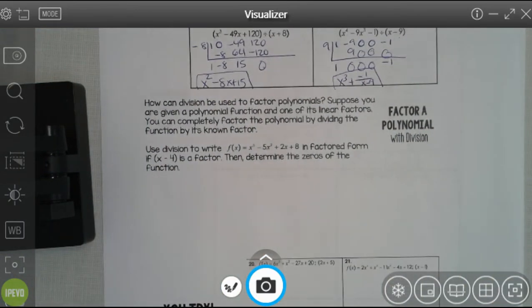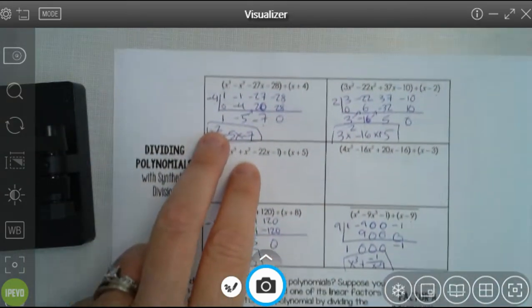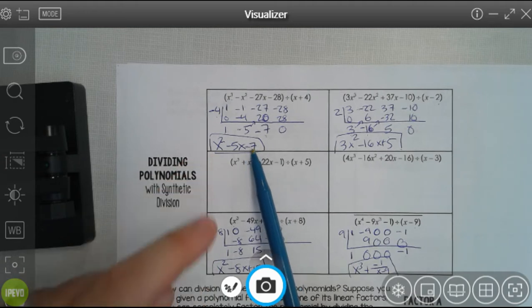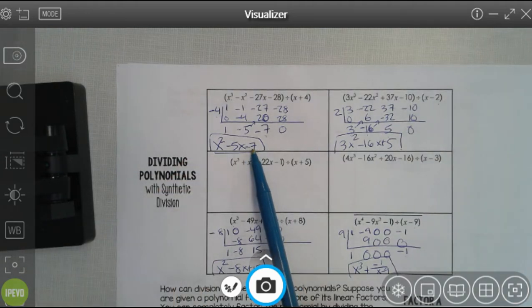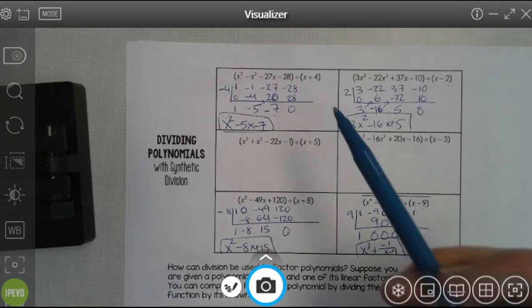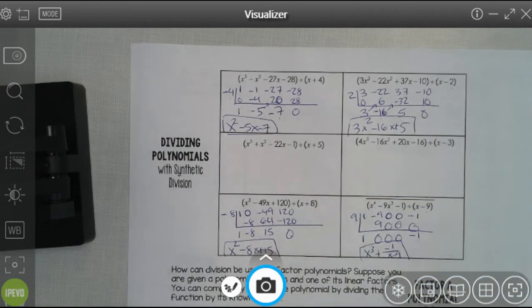All right, let's see. How can division be used to factor polynomials? So if we divide, like up here, see how it ended up with an even number? So sometimes when we're done, this right here is going to factor for us. And even if it didn't factor, you could find the rest of the zeros because you could do the quadratic formula to it. So once you get it back down to a square, we can use quadratic.